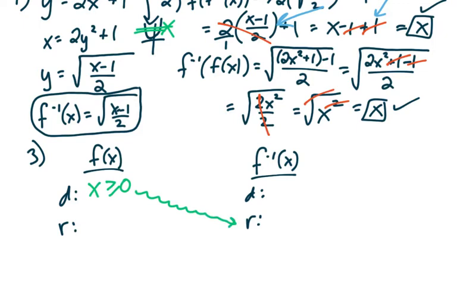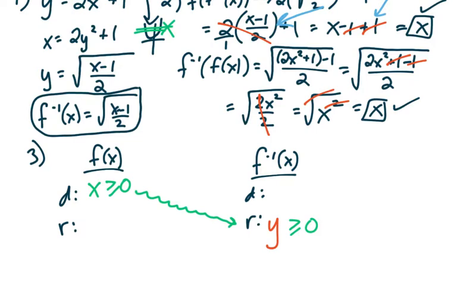But I'm not going to write x is greater than or equal to 0 and just write it like that. Remember, this is range, right? Range is not x. Range is y. But everything else in that part is the same. x is greater than or equal to 0, so the range would be y is greater than or equal to 0. You see how they match?